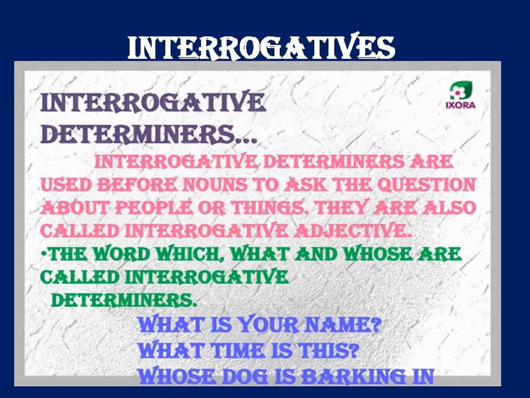Now we move to another topic, that is interrogatives. Interrogative determiners are the determiners which are used before the noun to ask the question about the people or the thing and so on. Clear? And words like which, what, whose are often used for this thing. Like what is your name, what time is this, whose dog is barking and so on. This will be more clear to you through the example.